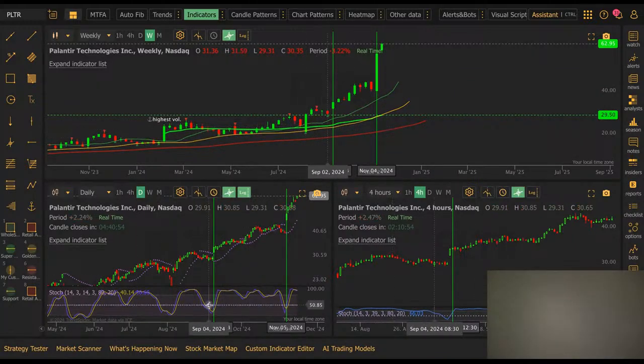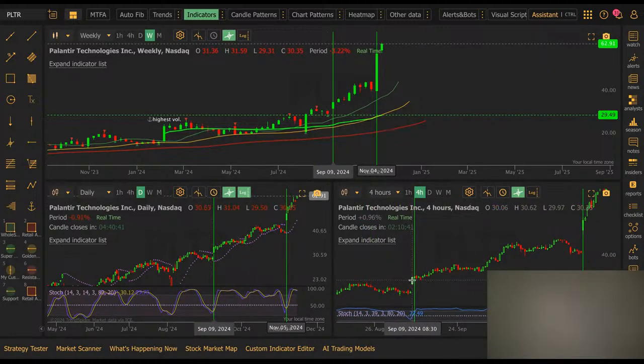And we also see that the stochastics value is below the 50 midline. And then also we see our entry right here. And from there, we see that it goes from $33 to currently $62. So if you have any questions, make sure you feel free to type them in the chat.